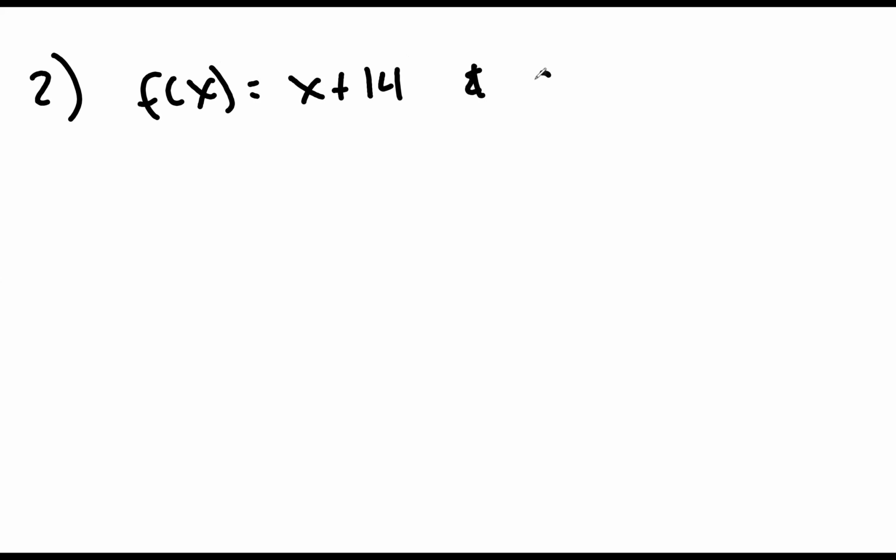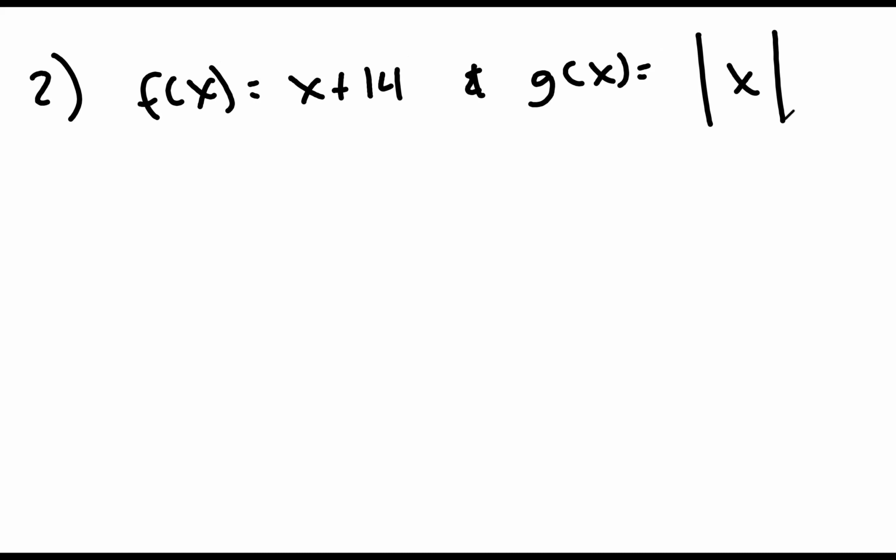All right, so number 2, the same idea, but it's going to be presented to you just a little bit differently, okay? So let me write it down. All right, so here we go. Number 2, we are going to be given that f of x equals x plus 14, and we're also going to be given that g of x equals the absolute value of x, okay? So now this time, instead of me just being given function values, I'm actually given functions, okay?